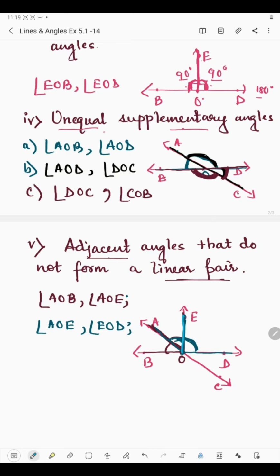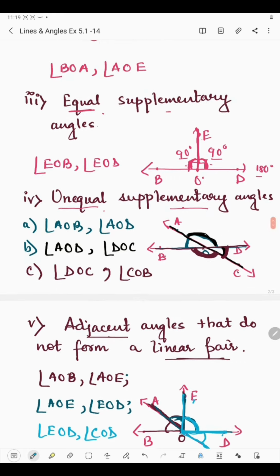Now this angle and this angle are also adjacent. Why? Because they share the common vertex O and the common arm which is OD, right? And they do not form a linear pair also, as this is not a straight line. So this angle EOD and DOC, or COD, okay, form adjacent angles which are not a linear pair. Okay, so these are the three pairs of adjacent angles that do not form a linear pair. So this was the last part of question number 14.